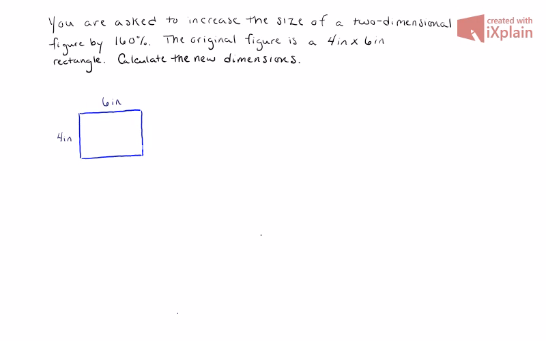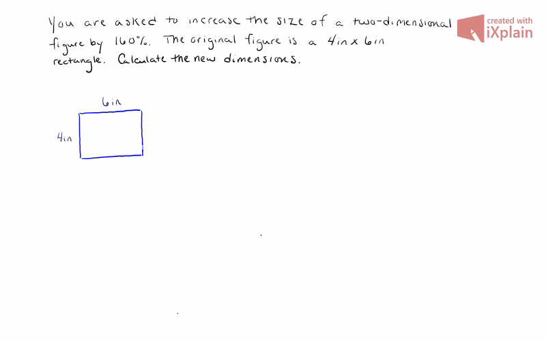Hi everyone, this video is for section 8-3, Geometric Activities, Pythagorean Theorem, Similar Figures. This problem that we're going to take a look at specifically deals with similar figures. The example reads, you are asked to increase the size of a two-dimensional figure by 160%. The original figure is a 4-inch by 6-inch rectangle, and we want to calculate the new dimensions.